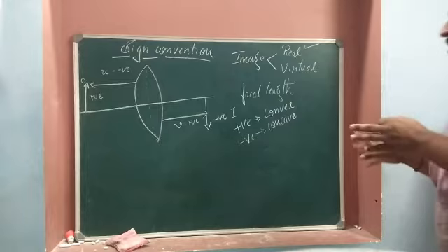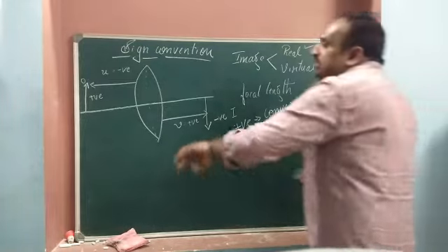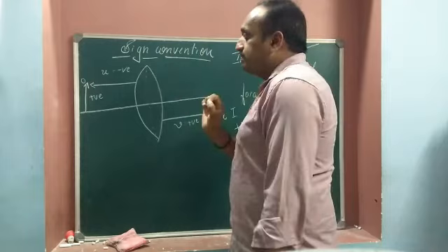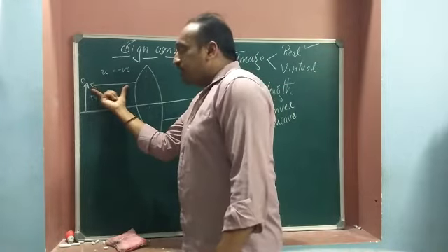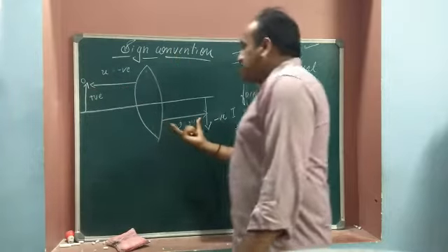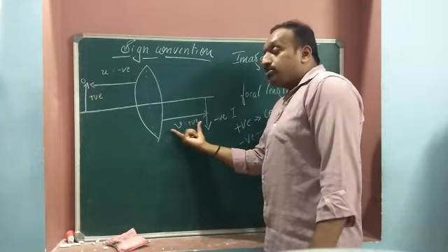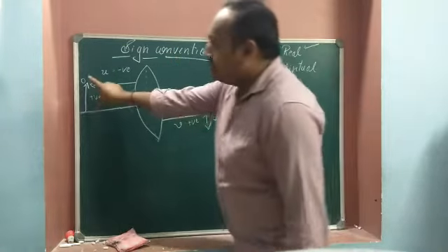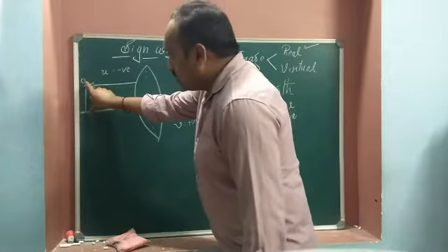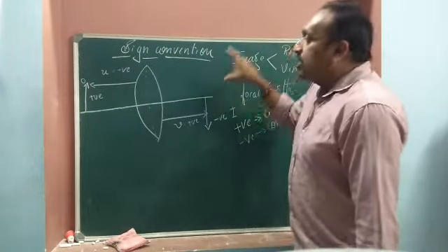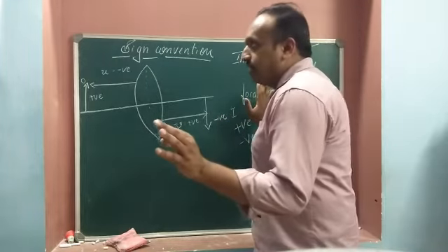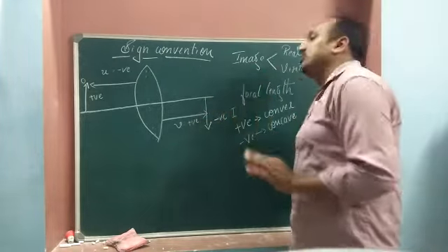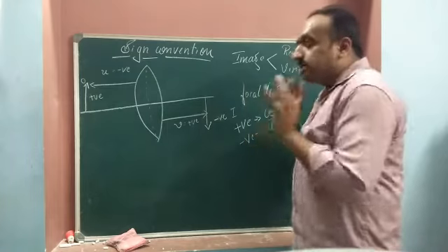So I will summarize the whole concept in short. Object distance is always negative, image distance will be positive for real images, object height is always positive, image height will always be negative for real images. Clear? And vice versa for the virtual image. Is that clear to all?